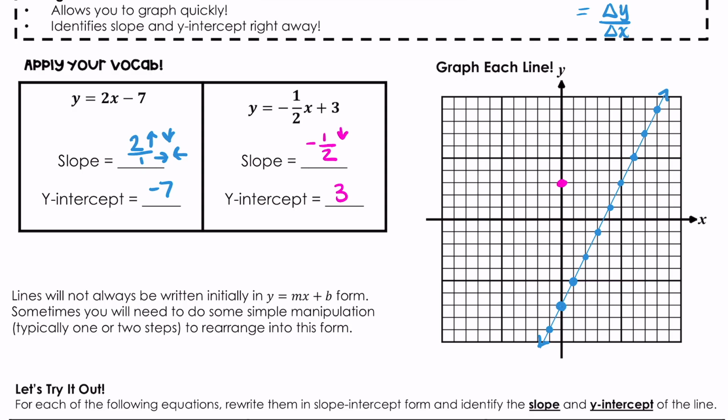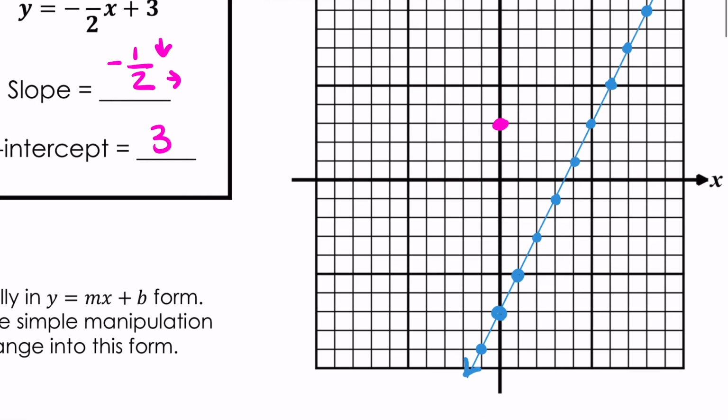Then I'm going to go down 1, right 2. Down 1, right 2, and keep repeating until I run out of room. So now we're going to go backwards. We're going to go up 1, left 2, starting back from my y-intercept. Up 1, left 2, and keep repeating. Then I draw a line going through those points. And look, it's beautiful. They intersect. If you remember, that's called our solution to a system.